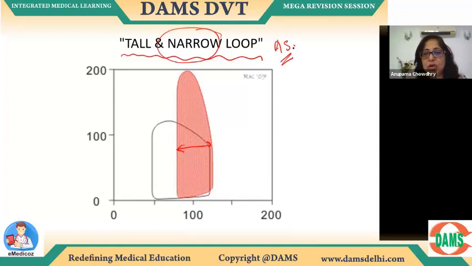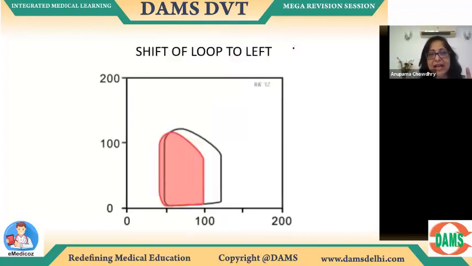Why is it a tall loop? Because now the left ventricle has to exert more pressure to open a stenosed valve. So you get a tall and a narrow loop, right? So this is typically seen in aortic stenosis. Let's have a look at another one.